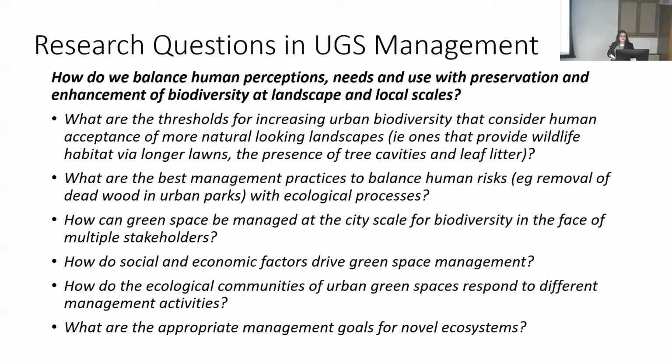Also, what are the best management practices to balance human risks? Dead wood is incredibly important ecologically, but no one wants a branch to fall on them. So New York City spends a ton of money on pruning back branches and dead trees, but then they're not providing that ecological service for decomposition and animal habitat, and so on. Some of these others include, in general, how do social and economic factors drive green space management? How do ecological communities of urban green spaces respond to different management activities?